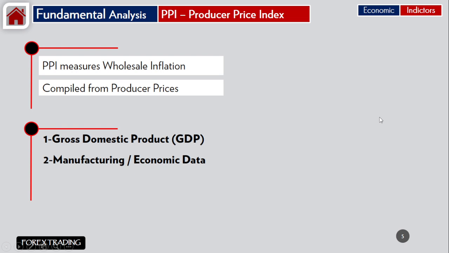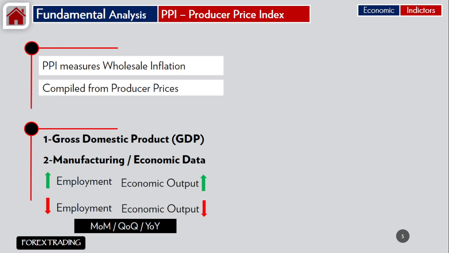And then the data releases the figures of producer prices. They can have an impact on gross domestic product and manufacturing and economic data. If the figures or data are positive, then it can have a positive impact on the economic output, and as a result the employment can increase. And if the figures or numbers are negative, then it can have a negative impact. The economic output can slow down, and as a result the employment can also go down.